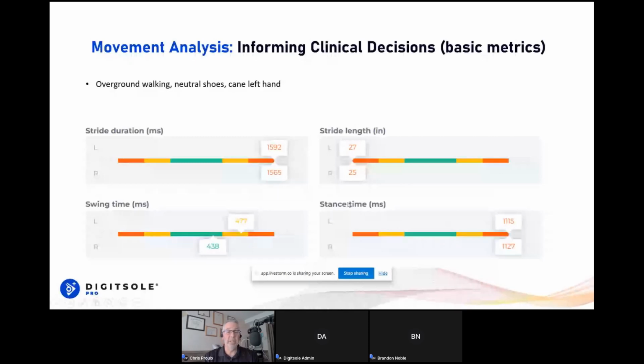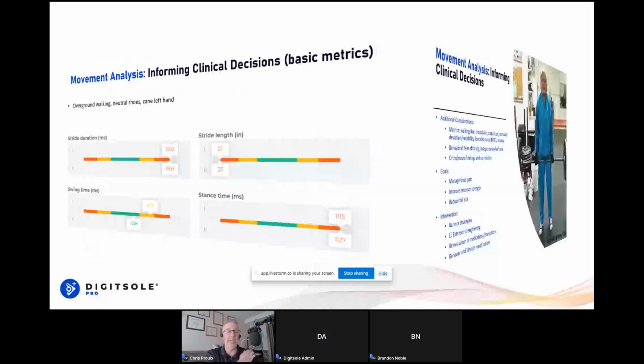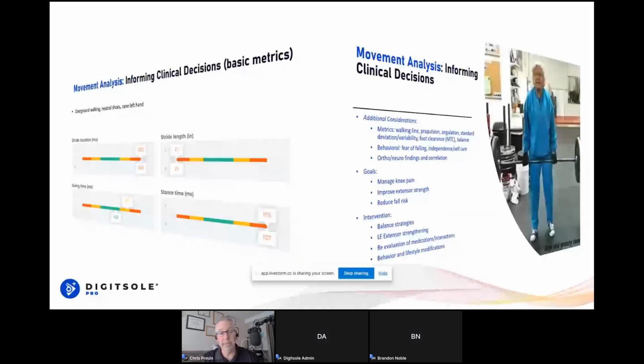Her stride length is really, really short, and she spends a lot of time in that stance phase. She does not like to be in the air. She does not like to be in swing phase if she doesn't have to, because she doesn't feel stable. And one of the reasons is she actually has a fear of falling.